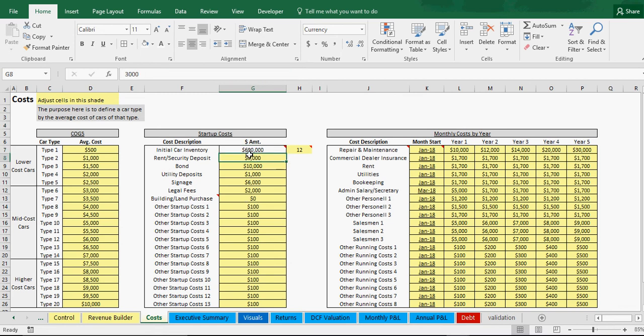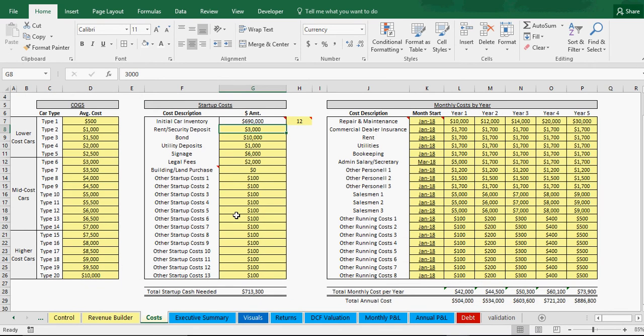Then we've got rent security, so that's obviously just if you're going to rent commercial real estate. If you're doing a used car dealership, you have to have a piece of commercial real estate to get your dealer license. So that is a bit more expensive. Who knows what your rent deposit and security deposit could be. I just put 3,000 in there, just an estimate.